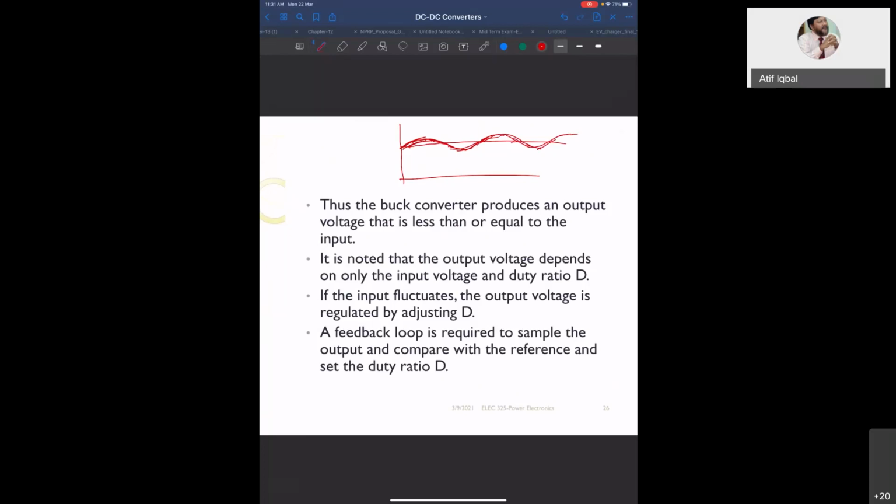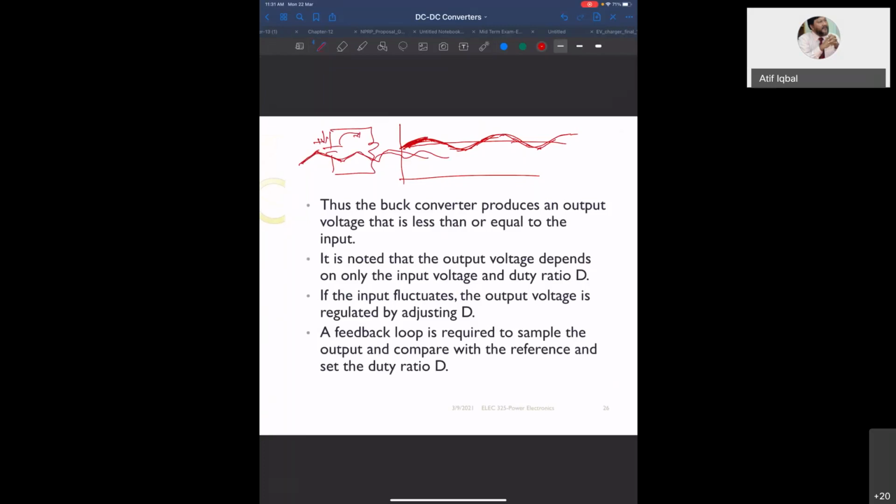Because when the capacitor charges, the voltage increases. The voltage rises. When it discharges, the voltage falls. So there will be rise and fall, rise and fall, rise and fall. So the output will be like this, with some ripple.